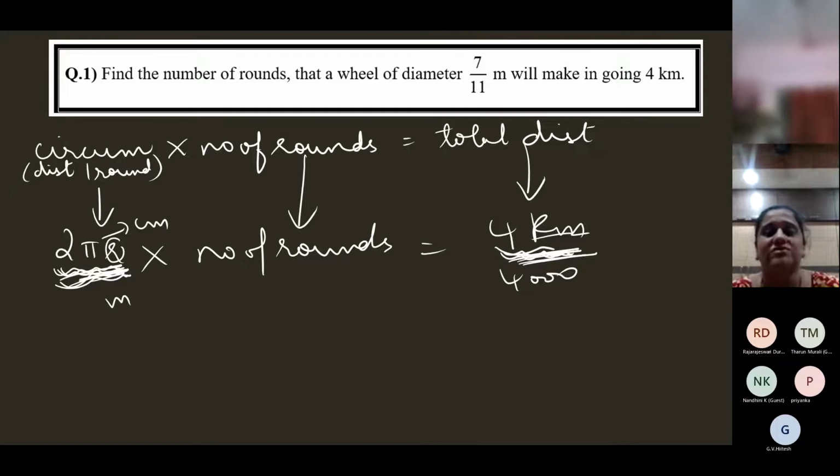So here the diameter is 7 by 11 meters, so the radius is in meters. So with 2 pi r, your answer is in meters. That means 4 kilometers should be converted to meters, which is 4,000 meters. Or if this is in centimeters, you should convert 4 kilometers to centimeters. Am I clear, children?